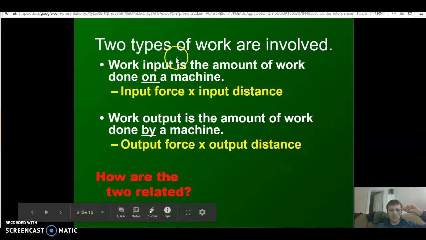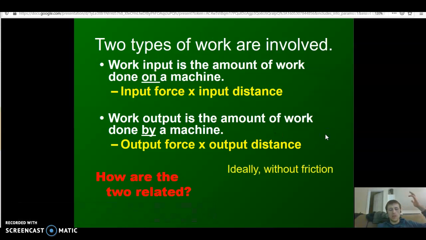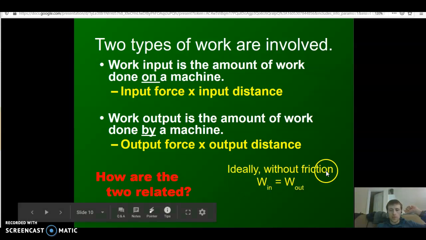So how do we relate these two types of work? Well, ideally, if there is no friction at all, the work you put in is exactly the same as the work you get out. So you might say, what's even the point of having machines then, if what you put in is what you put out? What gives?